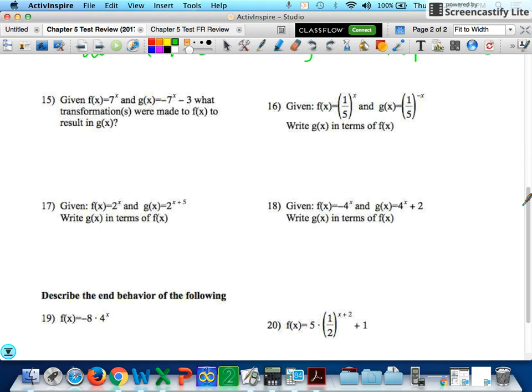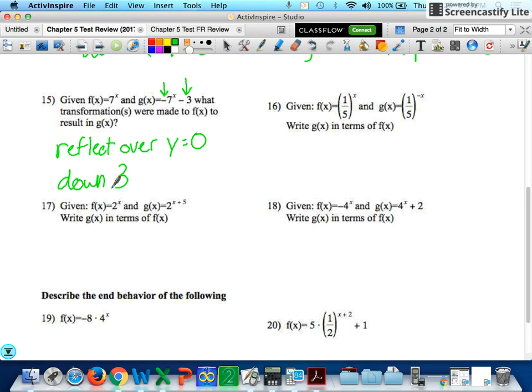Number 15, given that f of x equals 7 raised to the x power, two things changed. This sign changed out front, and this negative 3 changed out back. The sign change out front is going to reflect us over something. Well, when it's out front, I know it reflected over y equals 0. That out back means that minus 3 at the very end means we went down 3.